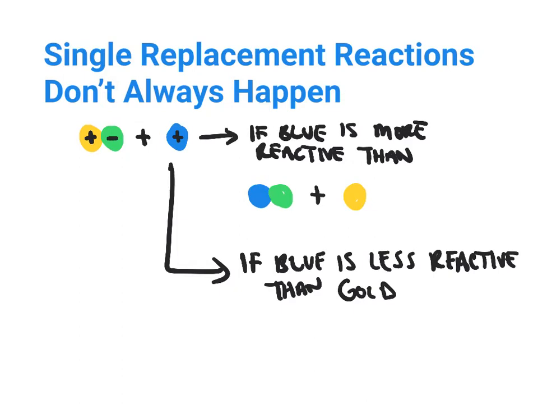You can actually think of this as, if this is the steal your boyfriend, steal your girlfriend reaction, blue being more attractive to green than gold is. But if blue is less reactive than gold, blue and gold can't swap places, and no reaction will occur.